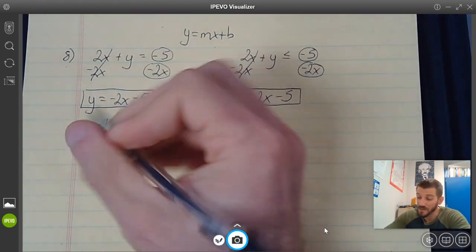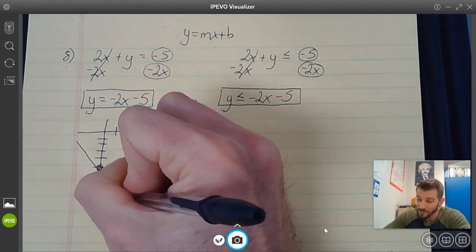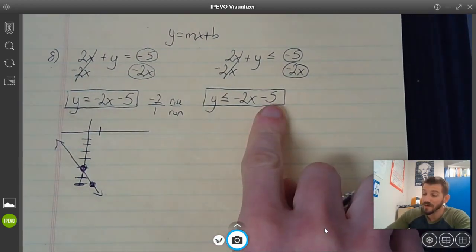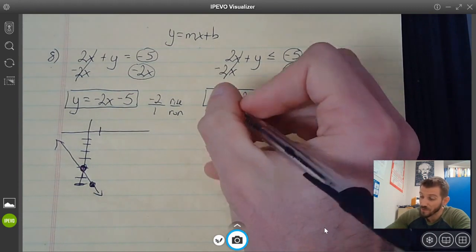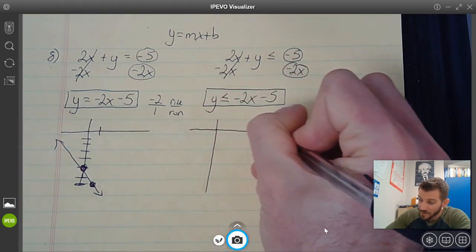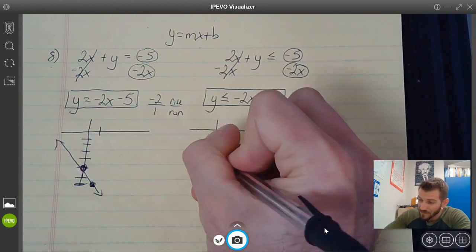Okay, it's an equal sign. I just graph my line, and we're good. Problem solved. If I wanted to graph this one, again, we just talked about this. The points are not going to change. The points are in exactly the same spot. So I have a point at -5.